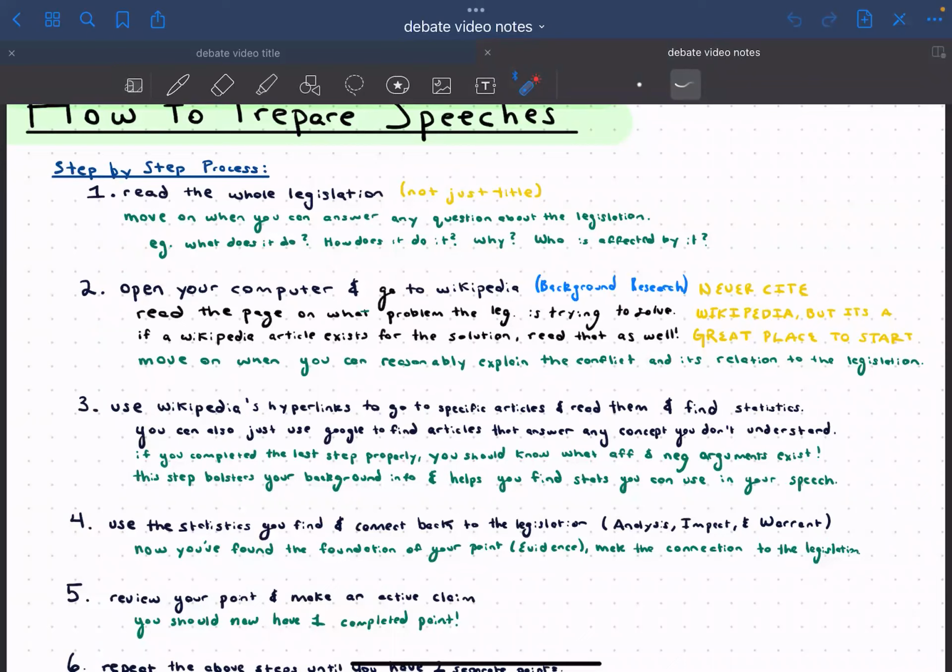And doing this work initially in your stages of your career will help you in the long term because you'll already have developed that foundation of knowledge. You can move on from this step when you can reasonably explain the conflict and its relation to the legislation, right? I would also recommend that you don't just stick to one Wikipedia article. If there's a Wikipedia article for a solution, read that as well, right? You want to create that foundational knowledge first.